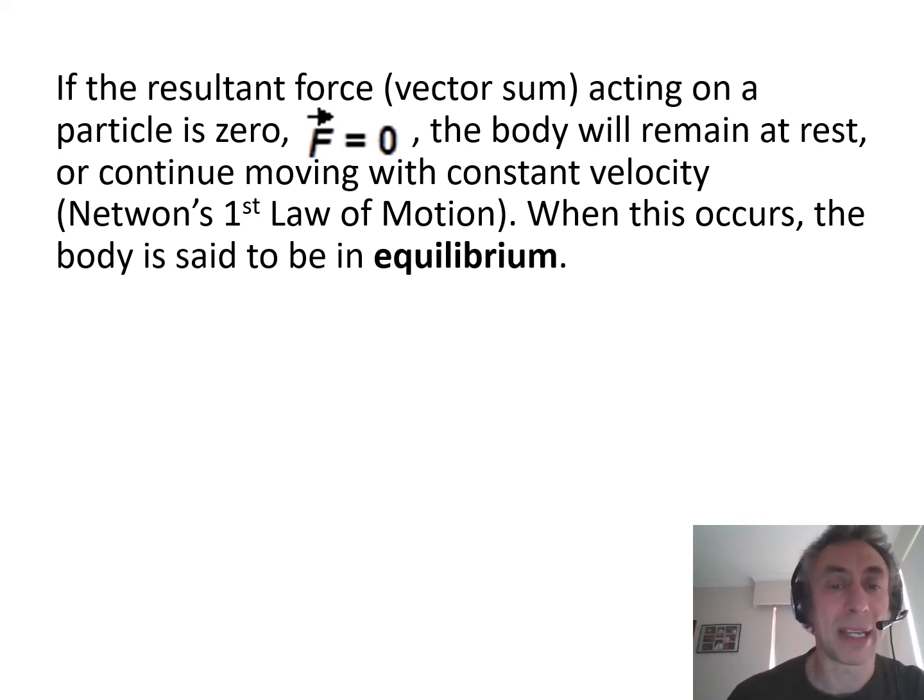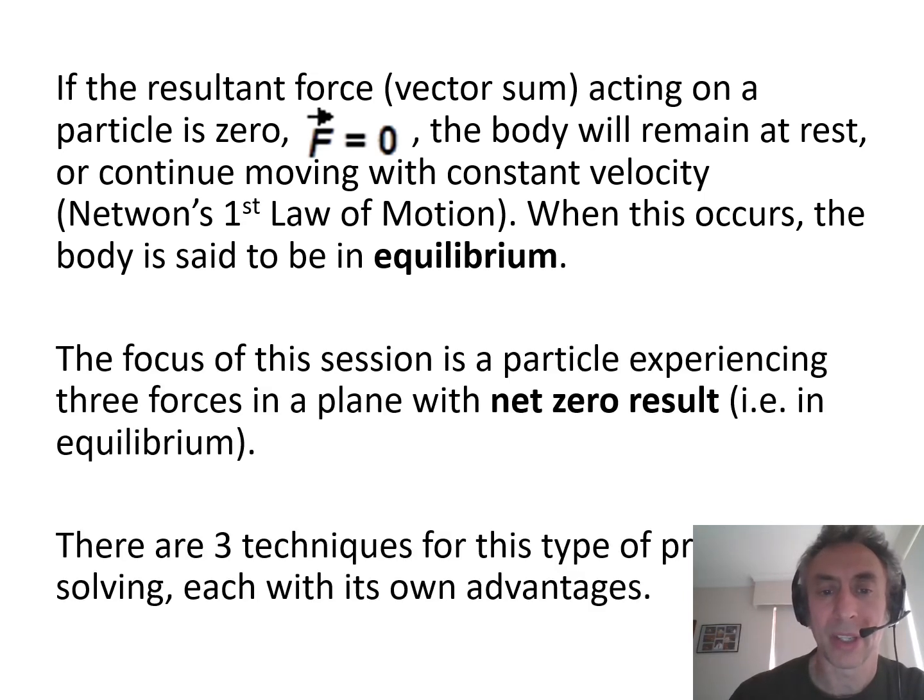Okay, what does that mean? It means it's either one of 2 things. It's either static, it's at rest, such as a hanging mass, for instance, or it's moving with constant velocity. Don't forget that one, Newton's first law. Okay, now, of course, with three forces, you've got a triangle, and there's 3 particular techniques that we want to explore in this particular session, each with its own advantages and perhaps disadvantages.